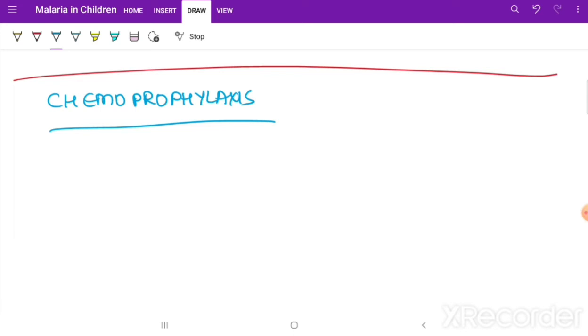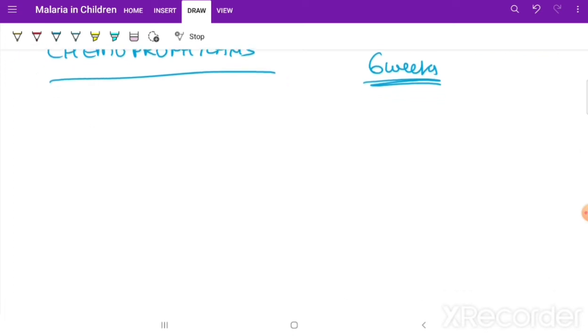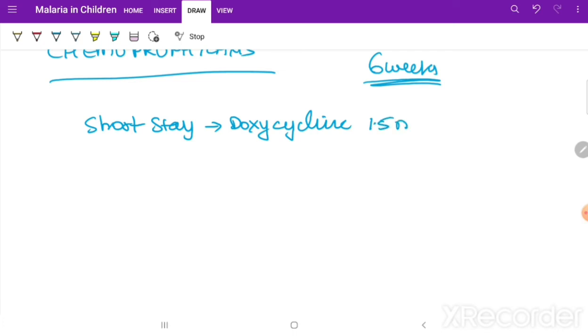So it depends on the amount of stay. Is it going to be a short stay or a long stay? A short stay is defined as, what is the cutoff? 6 weeks. If it's less than or equal to 6 weeks, it's a short stay. If more than 6 weeks, it is a long stay. So for short stay, what do we take? We give doxycycline, that is 1.5 mg per kg OD.